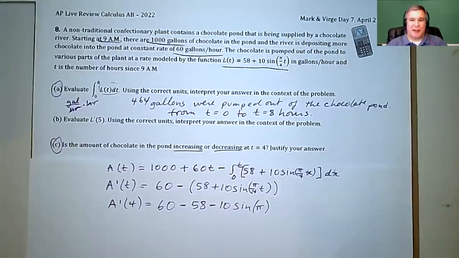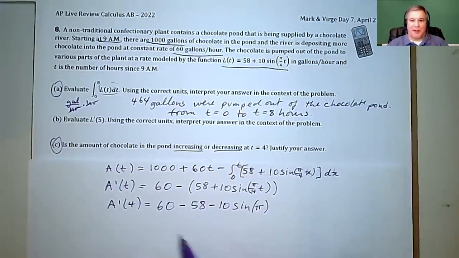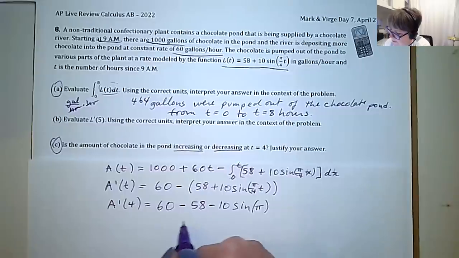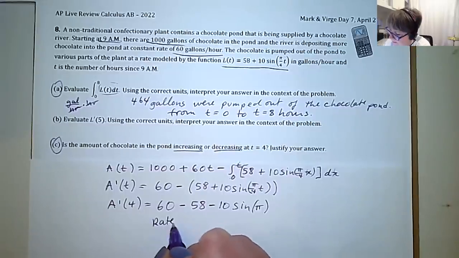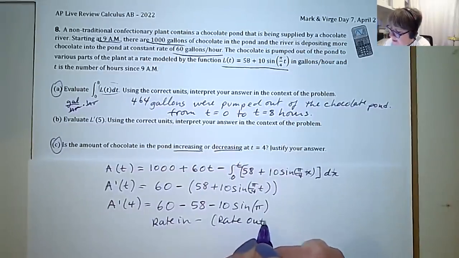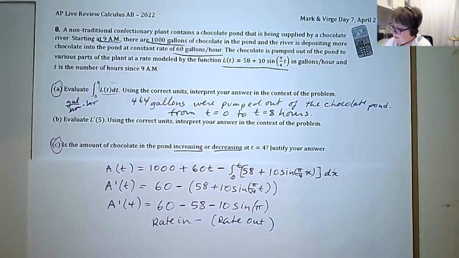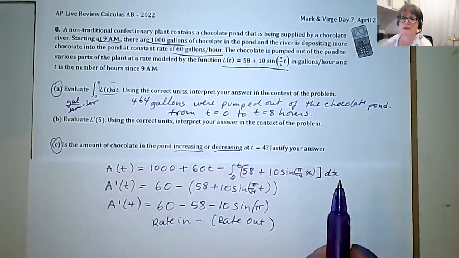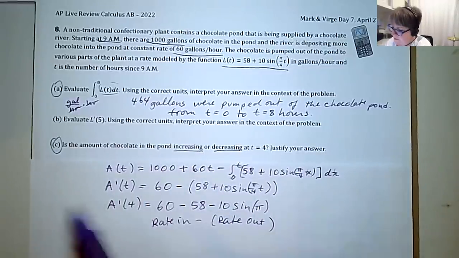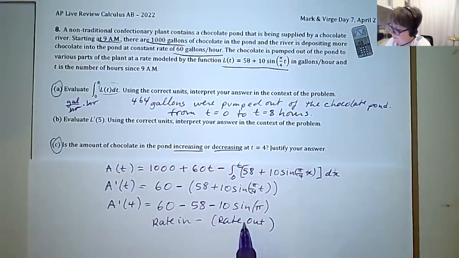What you found is a lot like our warm up. If we had just said, how would we figure out the rate at which the tank is changing? It's that rate in minus rate out. Yeah, that's exactly right. So this is rate in minus rate out. And I could have looked at the sign of that at t equals 4, but again, because of these words increasing and decreasing and the amount, it made me think that I needed to take a derivative. So there's a lot of different ways that you can pull this off.